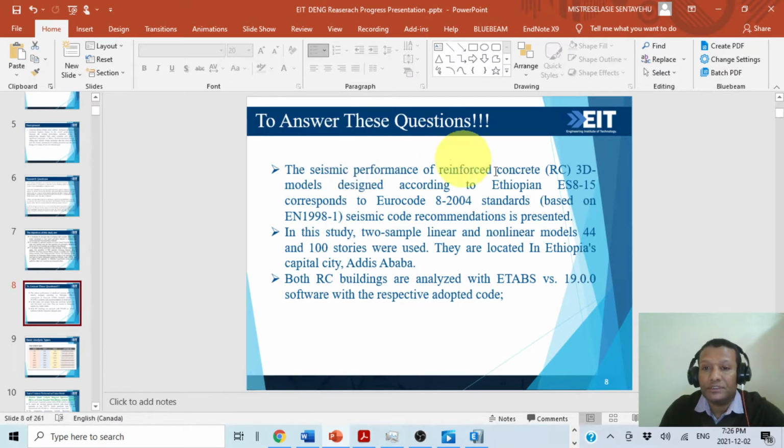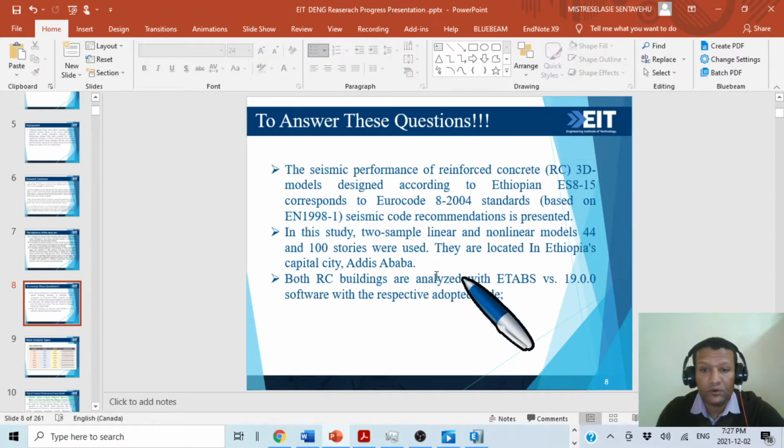To answer these questions, what I did was assess the seismic performance of reinforced concrete RC 3D models designed according to Ethiopian Standard ES EN 1998-1 2015, which corresponds to Eurocode 8 2004, based on European norm EN 1998-1. This is the standard I am going to use. Seismic code recommendation is presented in this paper. In this study, two simple linear and nonlinear models, 44 and 100 story, were used. They are located in the Ethiopian capital city, Addis Ababa.